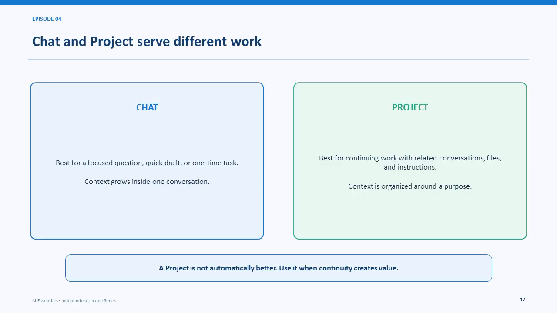Chat and project serve different kinds of work. A chat is best for one focused question, a quick draft, or a task that can be completed in one conversation. A project is best when work continues over time and depends on related conversations, files, instructions, or repeated outputs. A project is not automatically better; it becomes useful when continuity creates value.